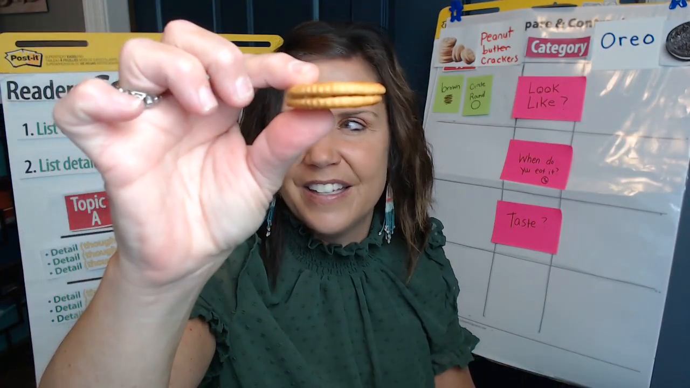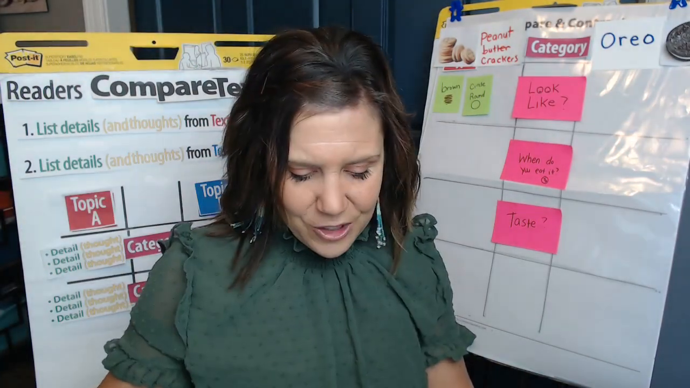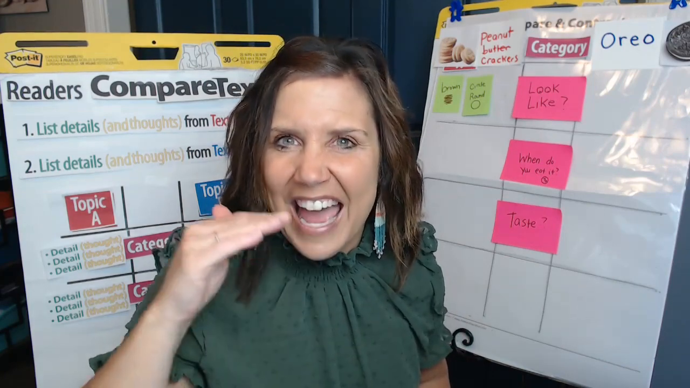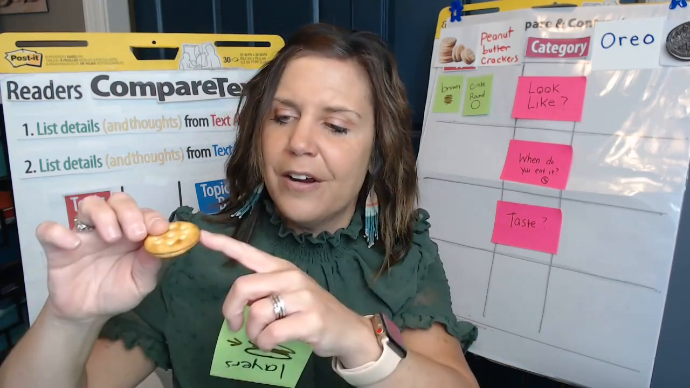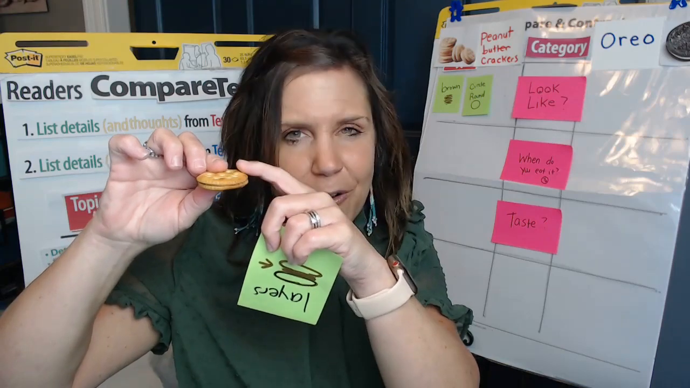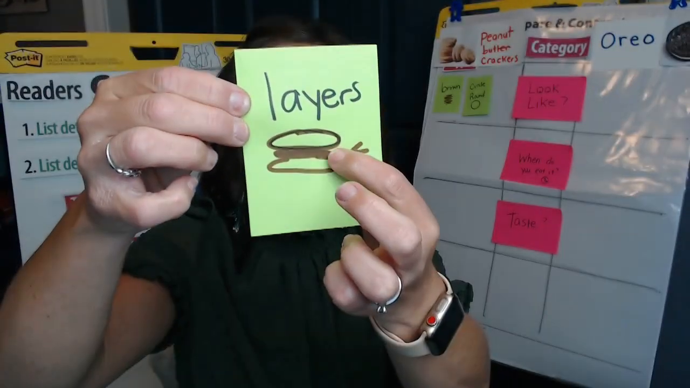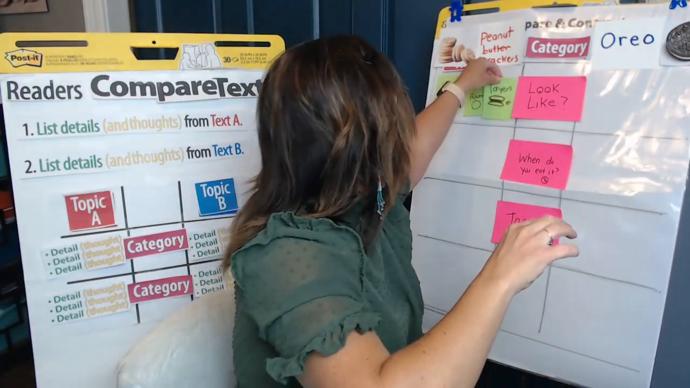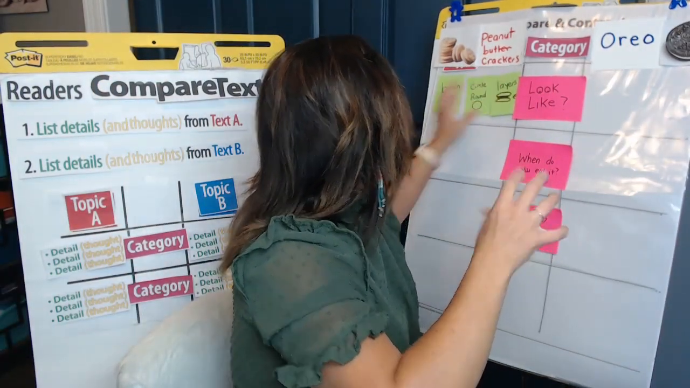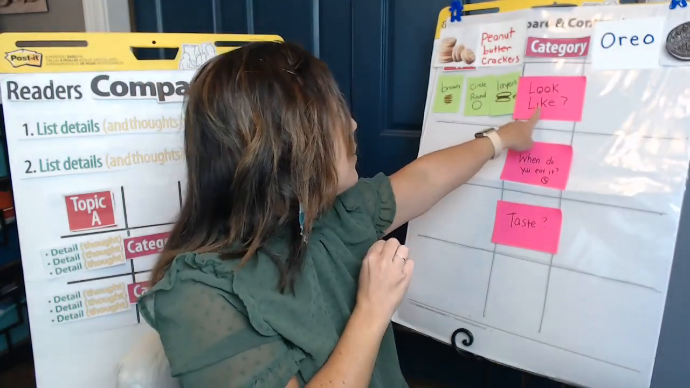What does it look like? Did you say it has layers or it's stacked? Like it's one cracker and then peanut butter in the middle and then a cracker on top, sort of in layers. A cracker, peanut butter, and a cracker, right? It's stacked. Great job. Great details you collected about peanut butter crackers and what they look like.